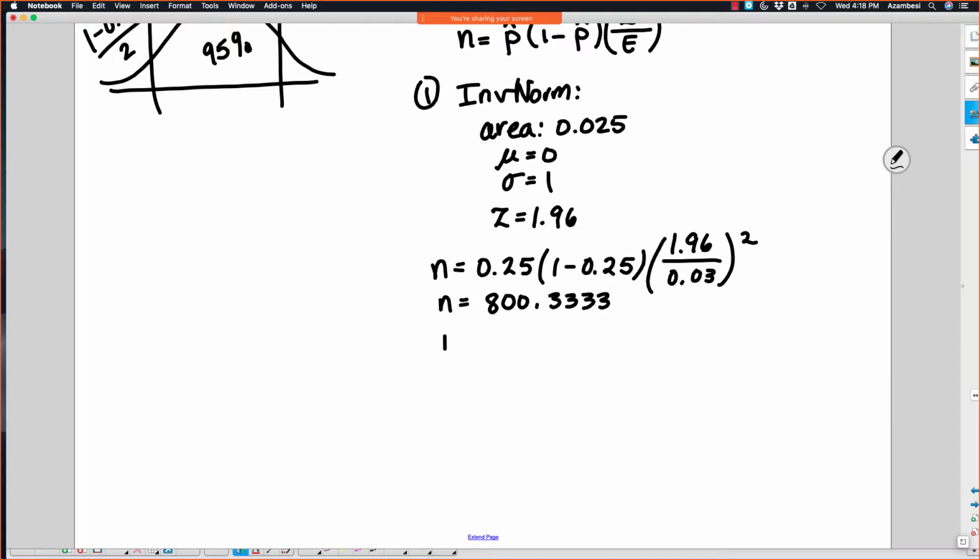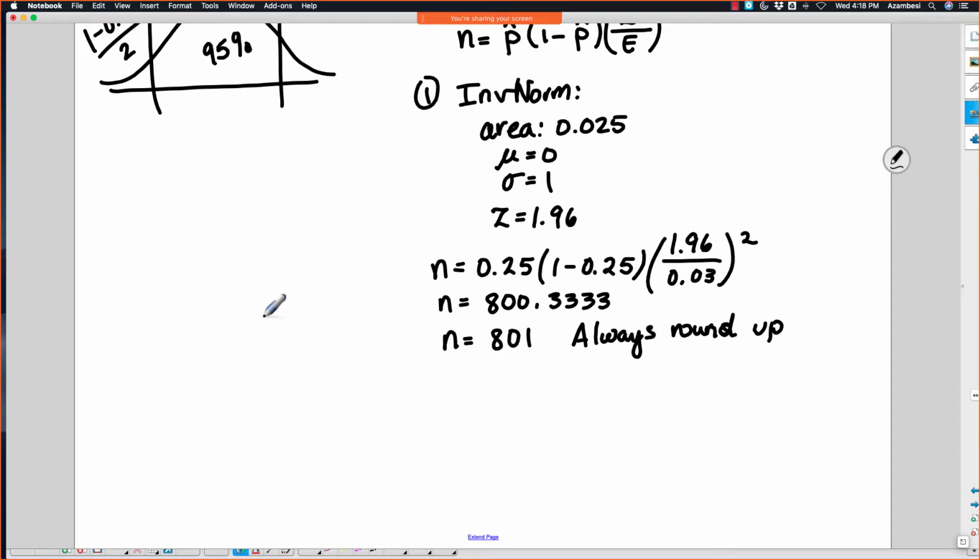And this sample size is actually one of the places in statistics where we don't follow traditional rules of rounding. So these are always rounded up. Reason for that is because this is a minimum sample size, so 800.333 is the minimum number you can have. So if you rounded that down to 800, then you're below the minimum, so we can't use that 800 value. We have to round up all the time.